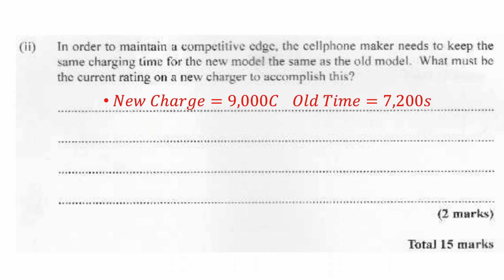So, the new charge total is 9,000 coulombs, but the old time that it took to charge was 7,200 seconds. So you want the current for that new charge with the same old time. So current is equal to charge divided by time, I equals Q over T. So it's going to be 9,000 coulombs divided by 7,200 seconds, which gives you a current rating of 1.25 amperes.